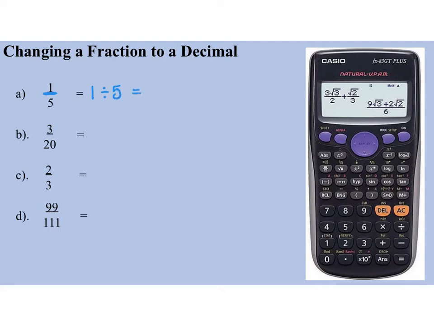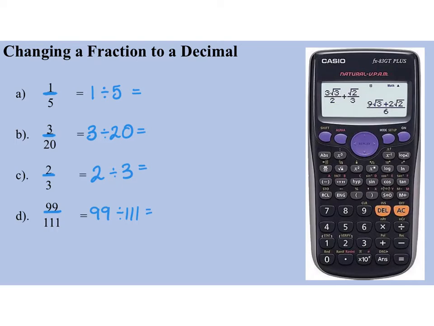Okay, the next one, again, this line here means divide. So we're going to do 3 divided by 20. Again, and the next one, 2 divided by 3. And on the last one here again, that line means divide. 99 divided by 111.